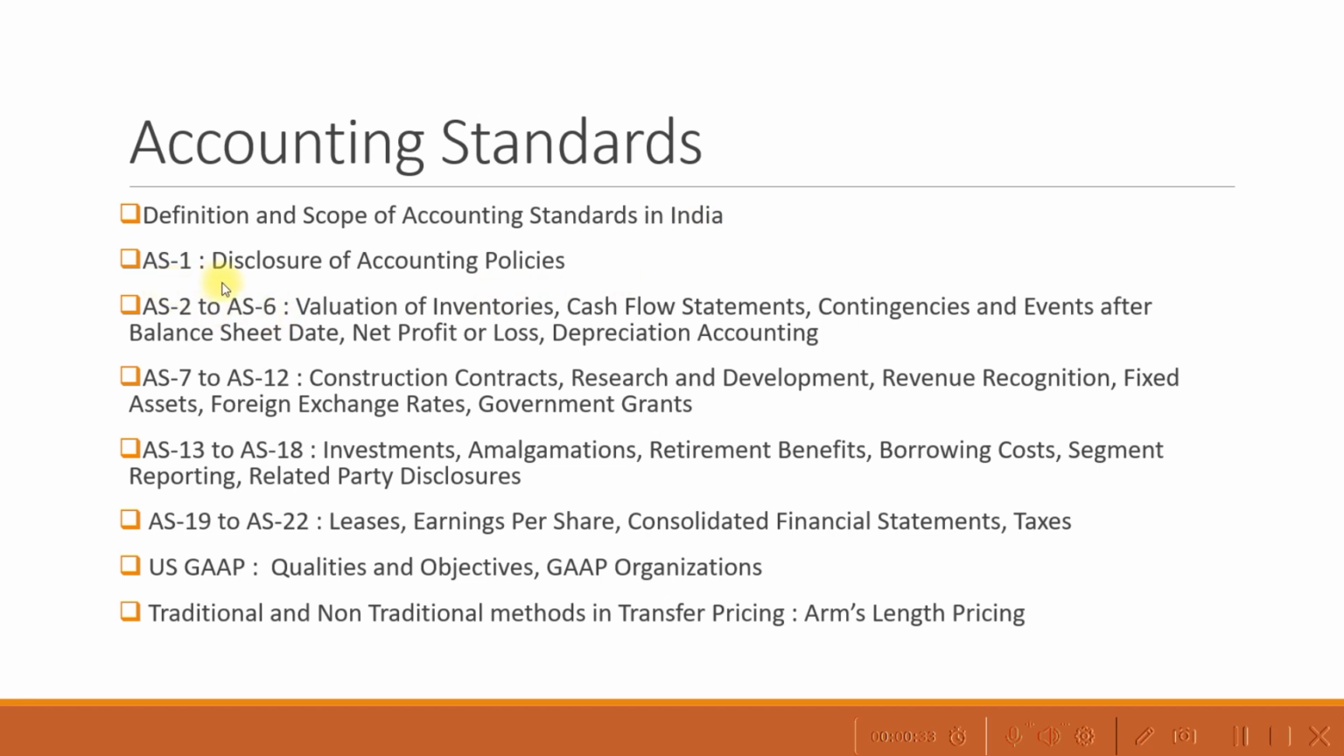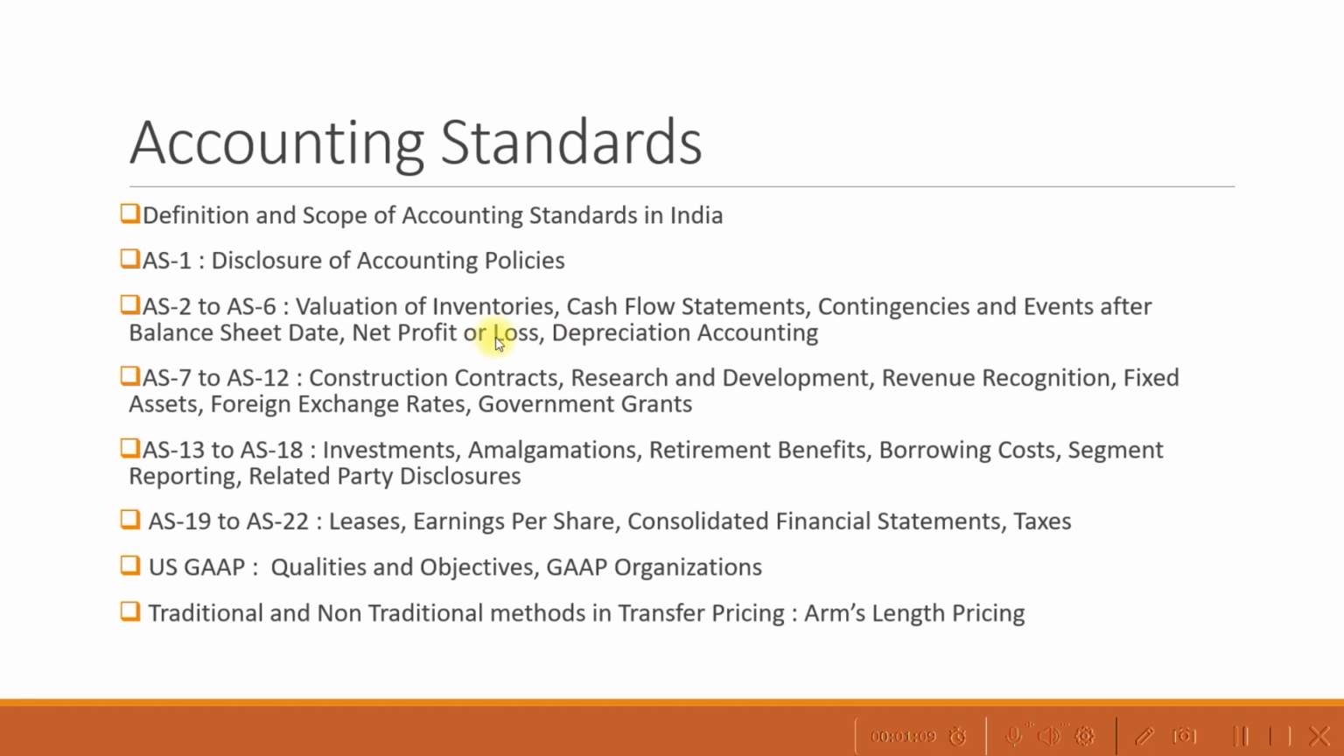Accounting standard 1 is disclosure of accounting policies, which we will be explaining. Accounting standards 2 to accounting standard 6, which may be valuation of inventories, inventory valuation, where we will be explaining different methods of inventory valuations followed. Cash flow statements, what are the cash inflow and cash outflows, and the standards and disclosures applicable to cash flow statements will be explained. Contingencies and events after balance sheet date, we'll see what it is.